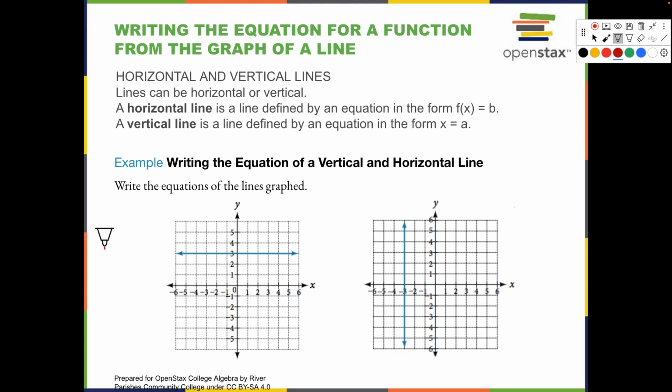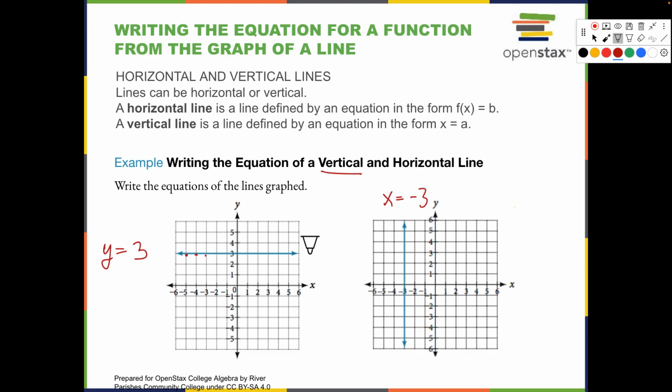Horizontal lines are always y equals a number, because notice each point along here, the x values are different, but the y is always 3. And vertical lines are always x equals a number, because x is always the same, y is changing. So this is y equals -3. Again, a vertical line is not a function, so we typically don't use it, but it comes up as helpful sometimes. Okay, you'll see horizontal lines.